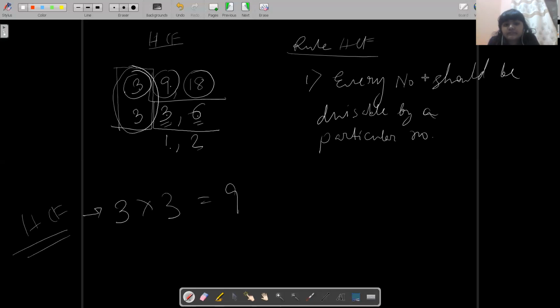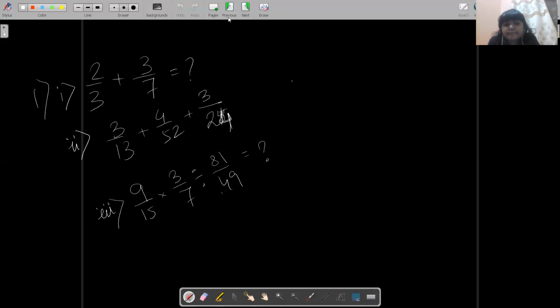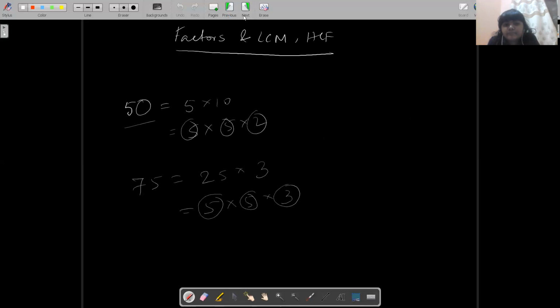So if I see the previous slide, what is the HCF of these two? See, the common factor is 5, I can see. The common factor is 5 into 5 also. But these 2 and 3 will not come because they are different. They are not common, right? Common means they are the same, right?